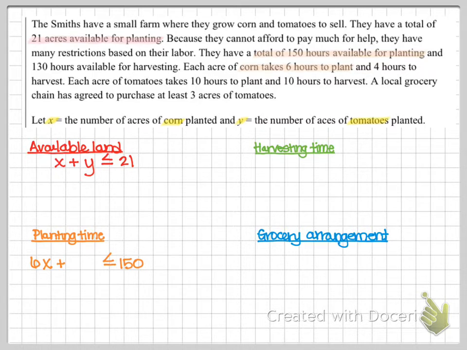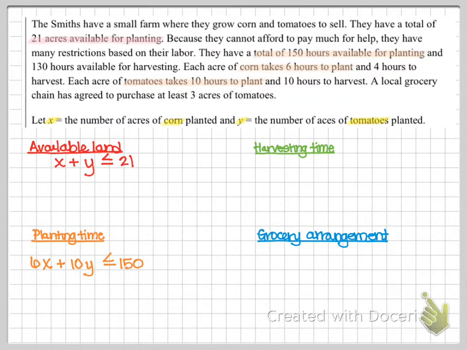So I'm going to go down to tomatoes now. Tomatoes take 10 hours to plant. So if y is tomatoes, it's going to be 10 for every acre of tomatoes. Now I've got my next inequality: 6x plus 10y is less than or equal to 150.